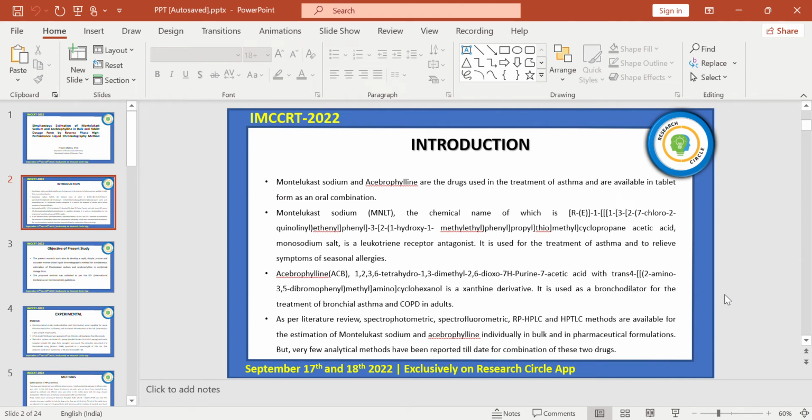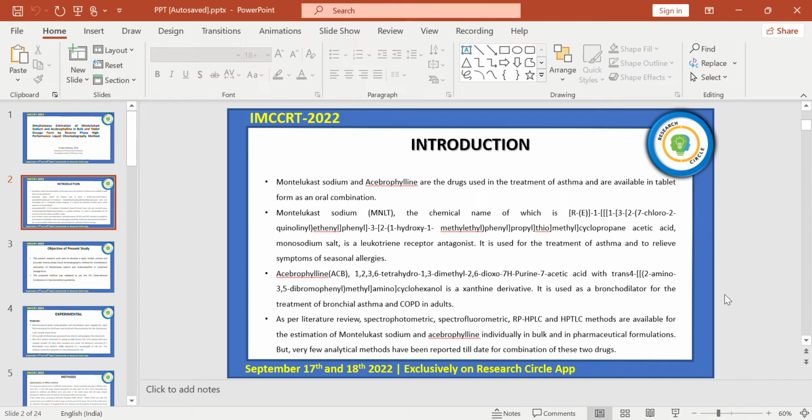Now, as we all are aware, pulmonary disease, and particularly asthma, has become a major health issue in developing countries. Many drugs are available in the market for the treatment of these pulmonary diseases, like Montelukast sodium and Acebrophylline. These drugs are available in tablet form as an oral combination.